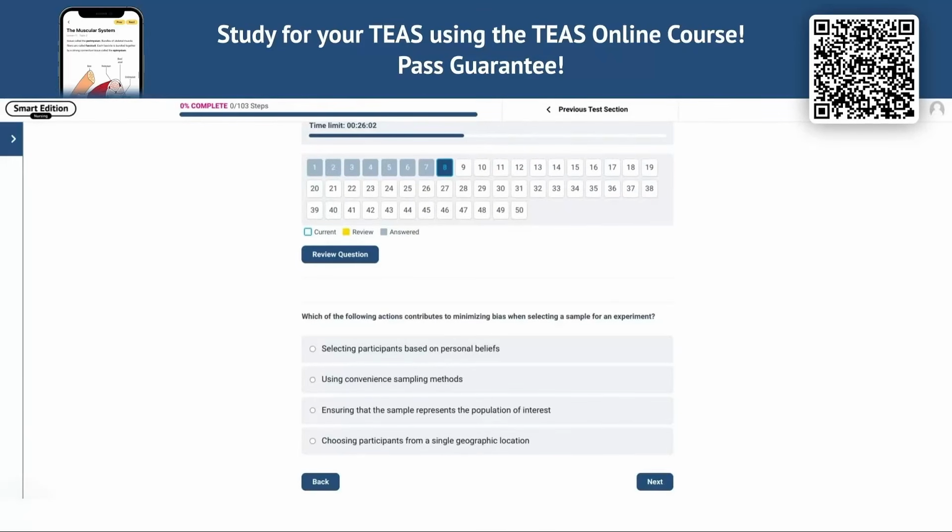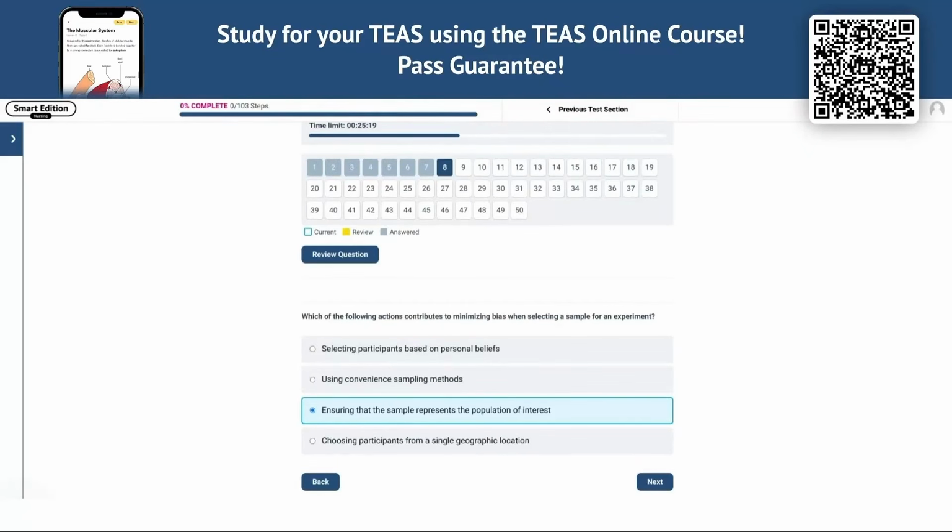Selecting participants based on personal beliefs, using convenience sampling methods, ensuring that the sample represents the population of interest, or choosing participants from a single geographic location. Okay, so the correct answer for this is going to be C, ensuring that the sample represents the population of interest. So with this question, it's asking you about eliminating bias.